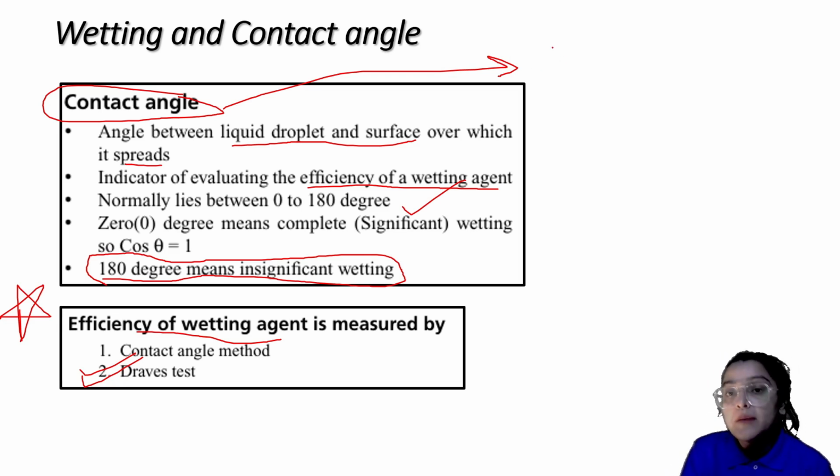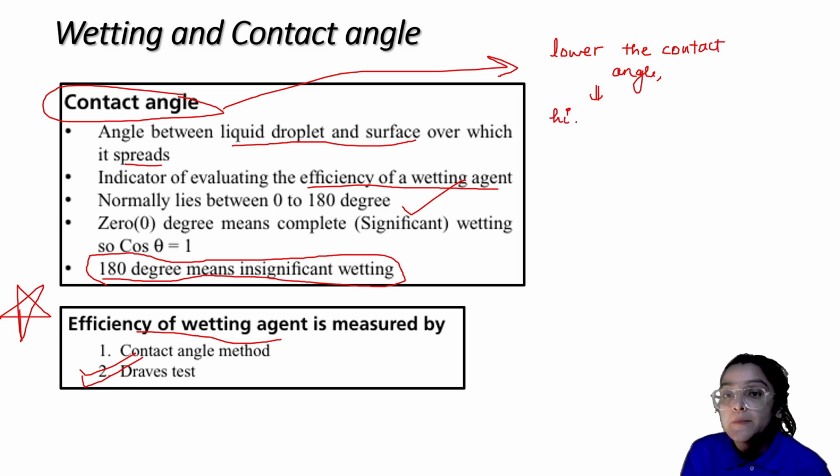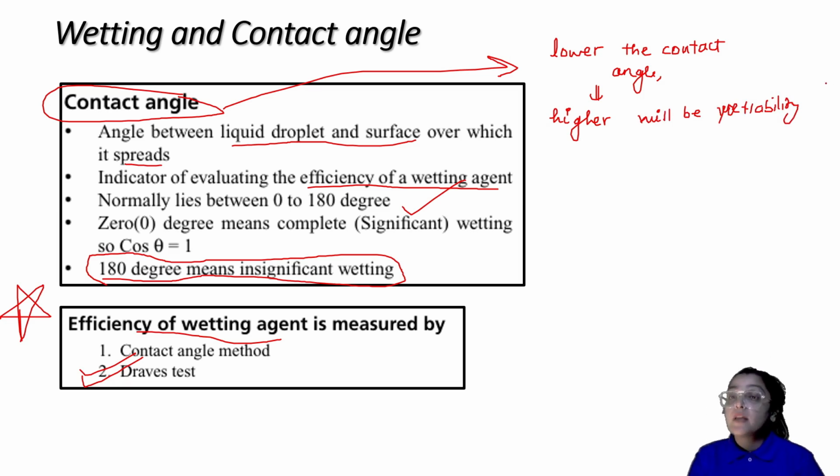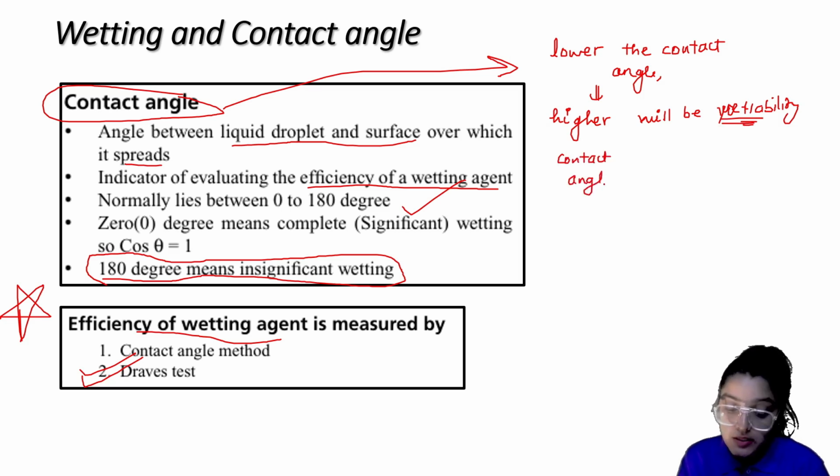One more point: the lower the contact angle, the higher will be your wettability. Okay, now this wettability is nothing but the ability of the liquid to maintain contact with the solid surface. Kindly note it, wettability is the ability of the liquid to maintain contact with the solid surface.